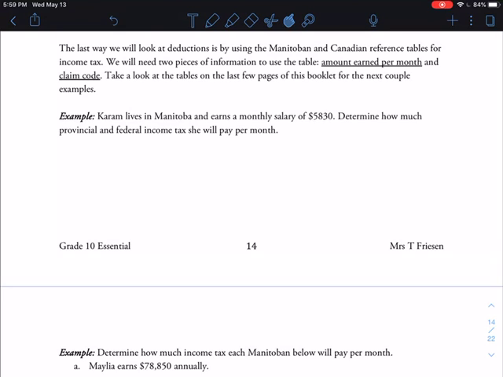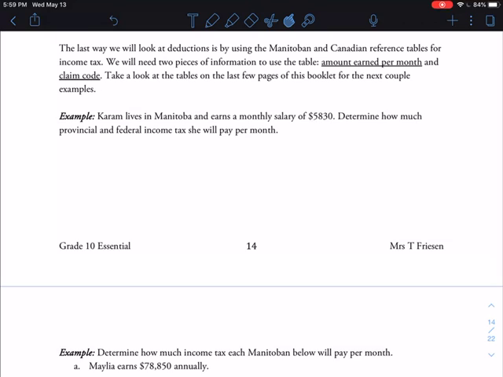Hey grade 10s, here's the last half of this lesson and also the last lesson in this unit. Woohoo! This lesson is going to take a lot of me scrolling, so I apologize in advance for all the scrolling you're going to have to watch on the screen, but it is what it is because I need to reference the charts that I put at the end of our booklets.